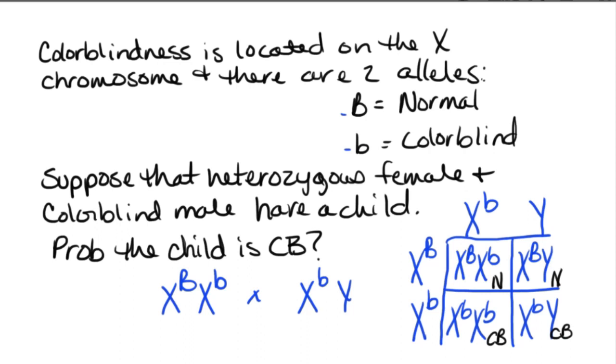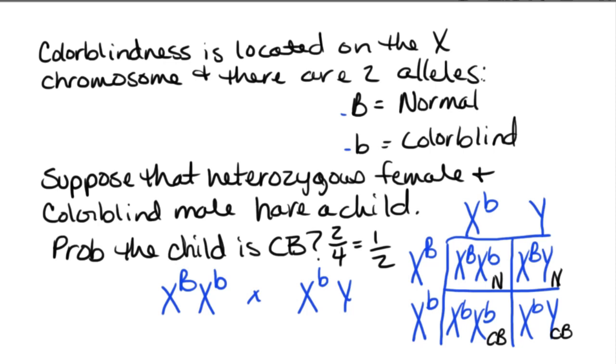When we look at these boxes, not only can we figure out whether they're going to be colorblind or not, but we can also see whether they're going to be female children or male children. So if we were just to answer the question, the probability the child is colorblind, the bottom 2 boxes are 2 out of 4, or 1/2, are going to actually be colorblind.